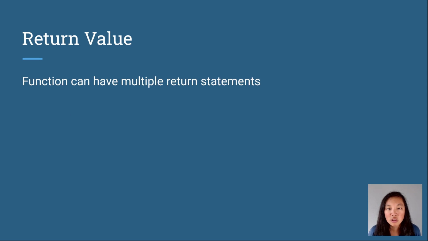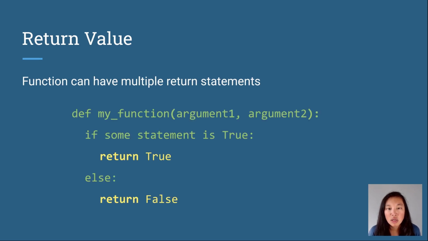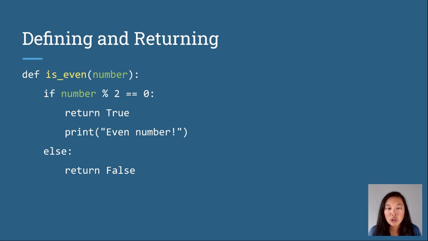Well, it turns out that a function can have multiple return statements. So we can do return true, and then later we can return false, or anything else that we want to return. So let's go back and take a look at our function. We can now return false if the number is odd.